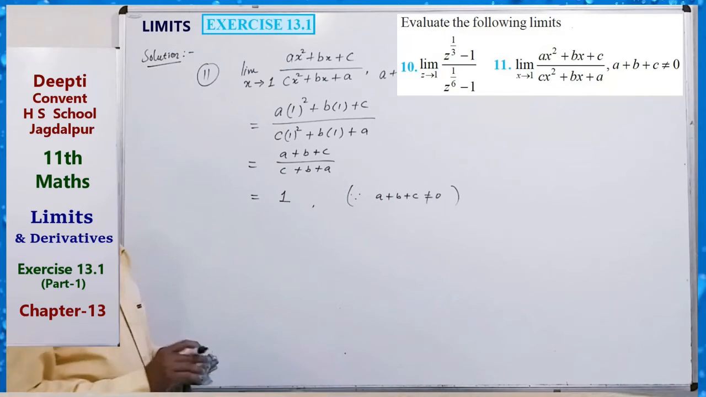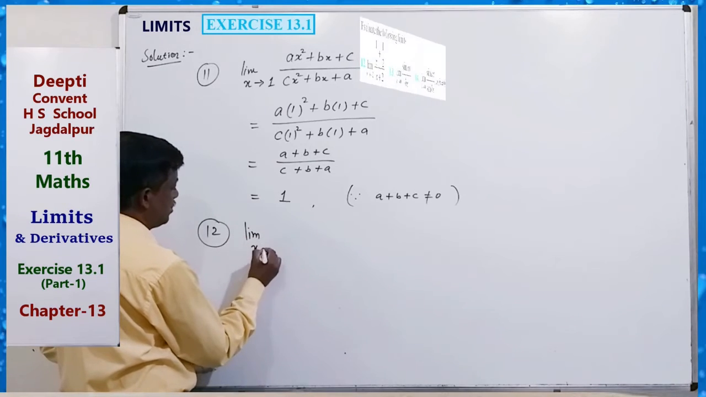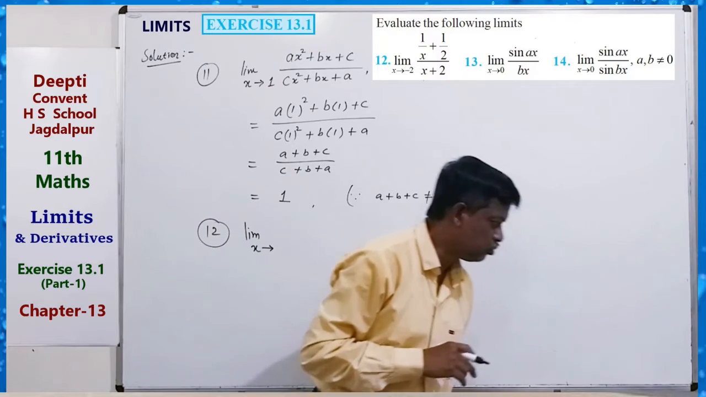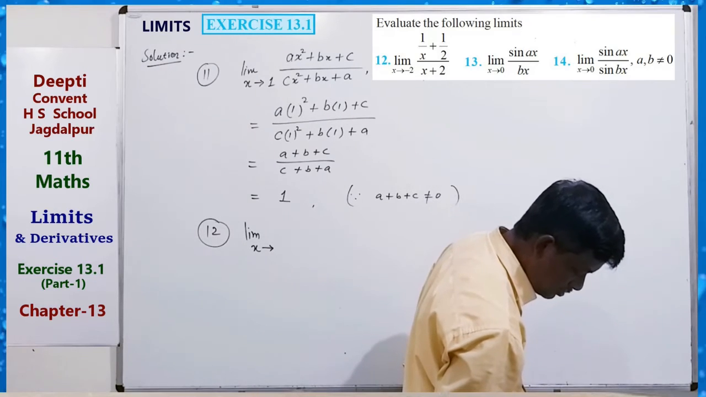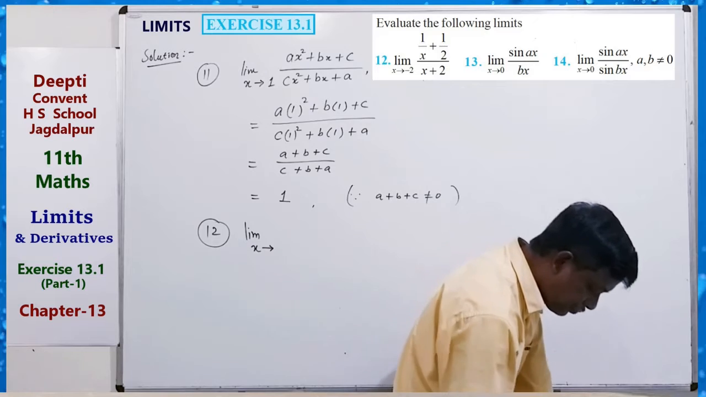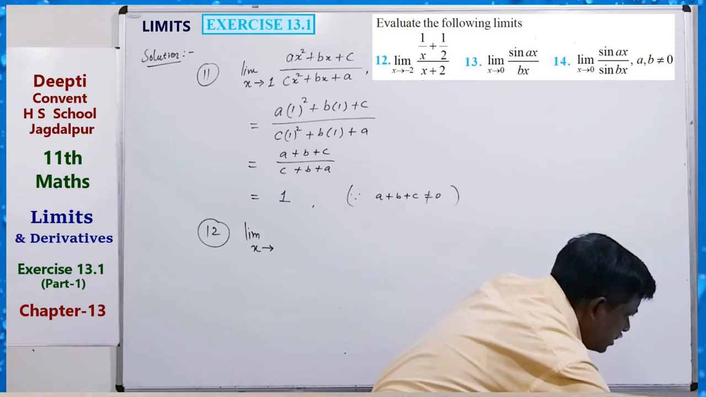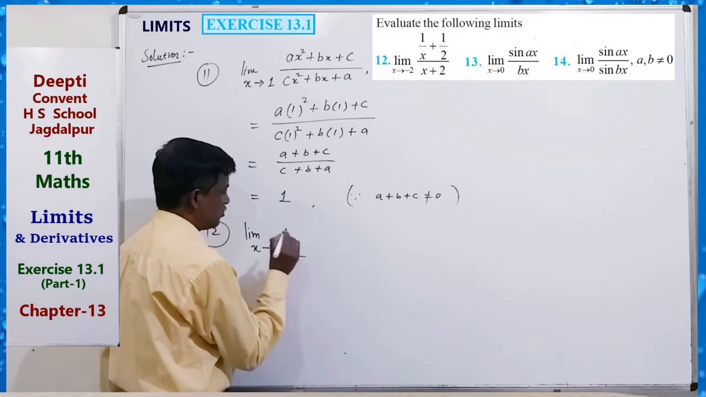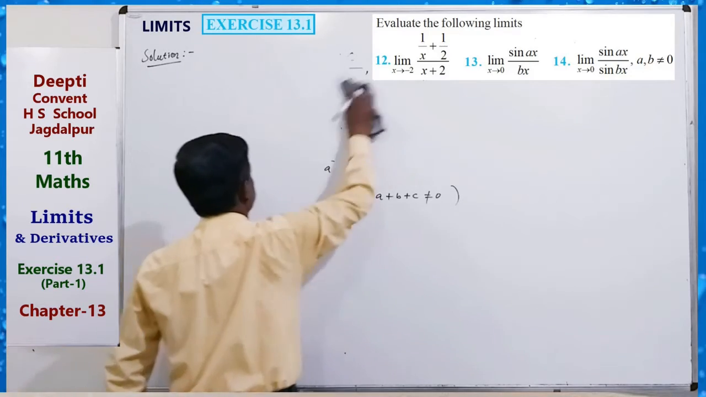Clear? Now see question 12. Limit x tending to minus 2. Just keep it here. Question 12.